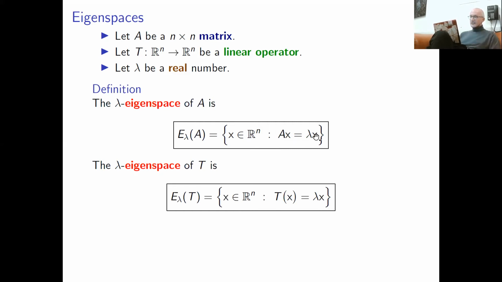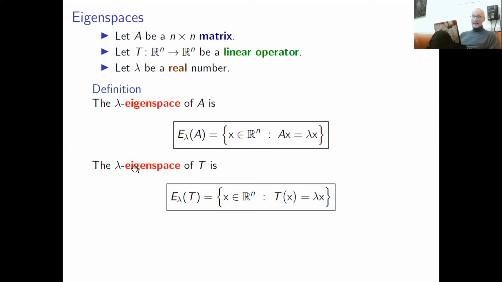You see, this definition looks very much like the definition of the eigenvector and eigenvalue, but with a small difference. Namely, here I don't assume that x is not zero. For example, x can be zero, and if you substitute x equals zero here, you clearly get equality. So this set contains the zero vector, of course, and this is the translation of this definition into the language of linear operators.